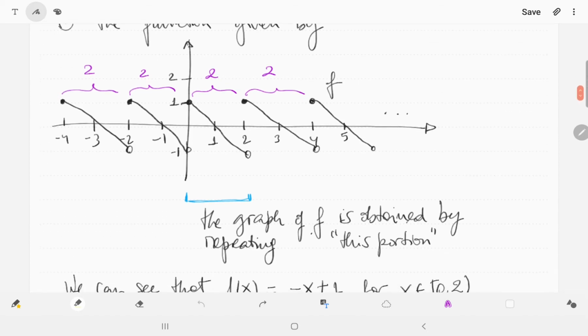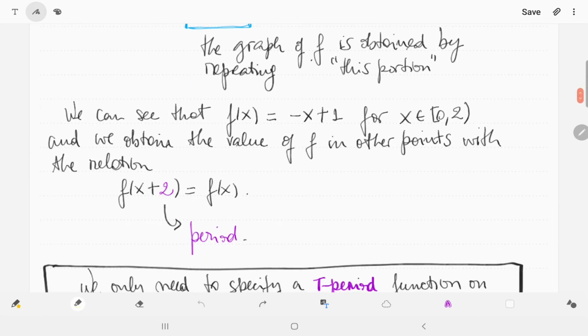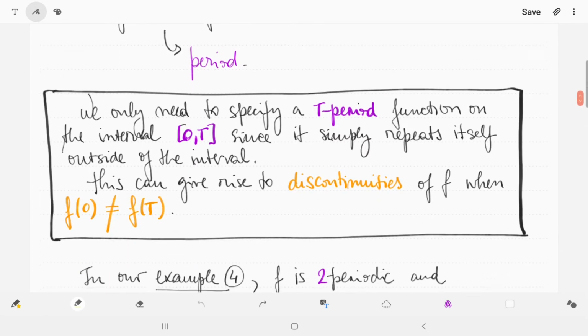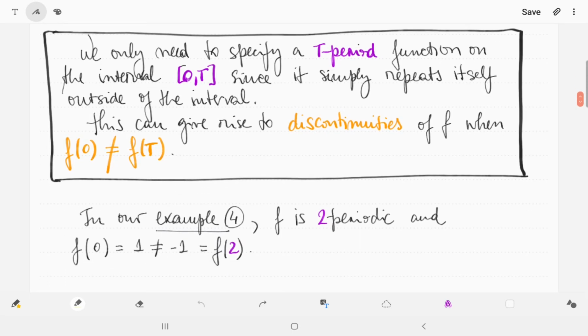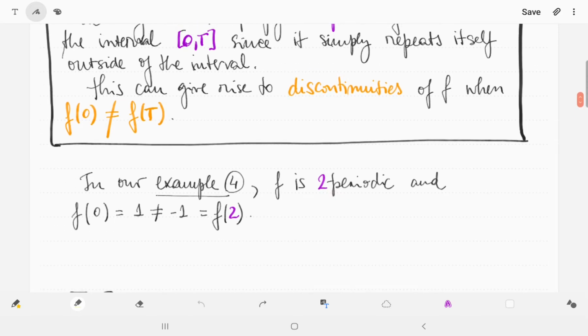We are not going to work a lot on these discontinuities, but we need to talk a little bit about these discontinuities of periodic functions.